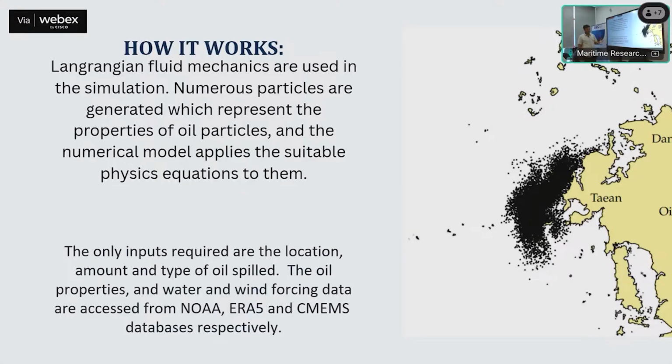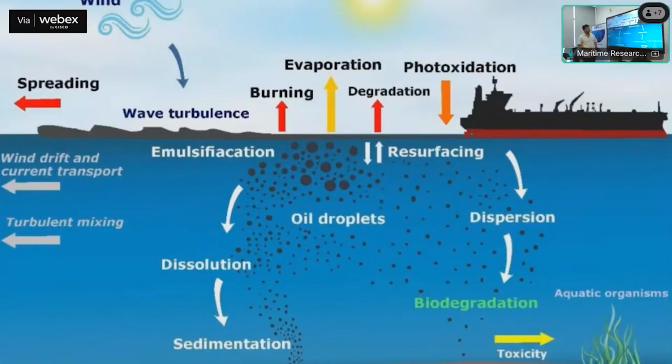The inputs that we require are basically the location of the oil spill, the type of oil spilled, so that we can know the properties, density, etc., and the amount of oil spilled. With that and years of equations in our hand, it's pretty easy to do.